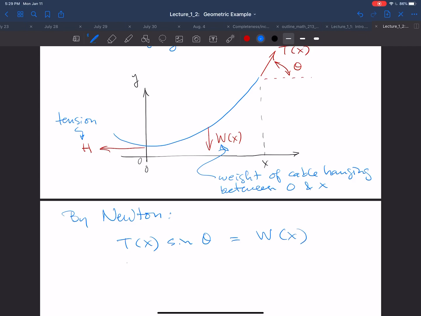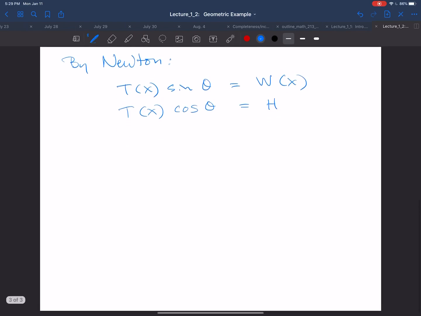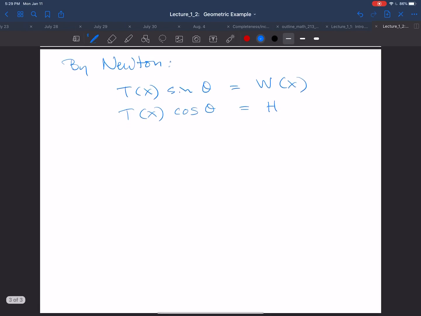Now if we consider the horizontal forces, on the right hand side we have a force of T of x cos theta pulling to the right. That has to balance the tension H at the other end of the section of cable. So that's what Newton's law gives us, and we'll see that this leads to a differential equation.